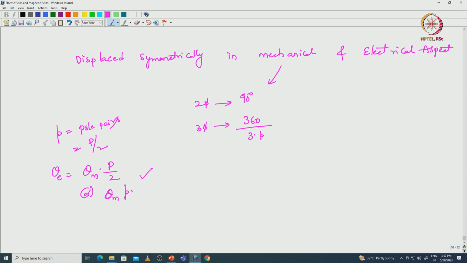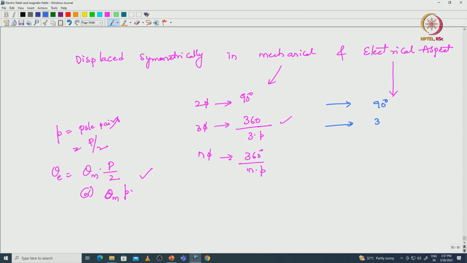Because of this, we have to consider for 3 phase 360 by 3 into pole pairs, for n phase 360 by n into number of pole pairs. How many pole pairs are there? Based on that, we have to consider the mechanical displacement. Similarly, with respect to the electrical side, for a two phase we require the 90 degree excitation.